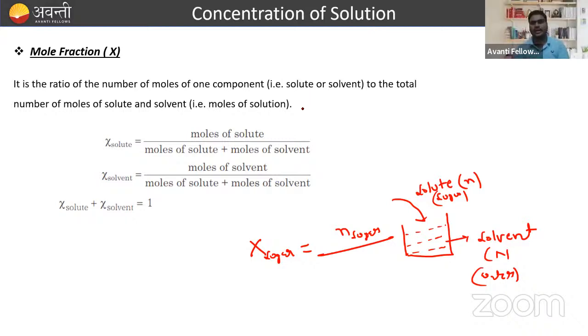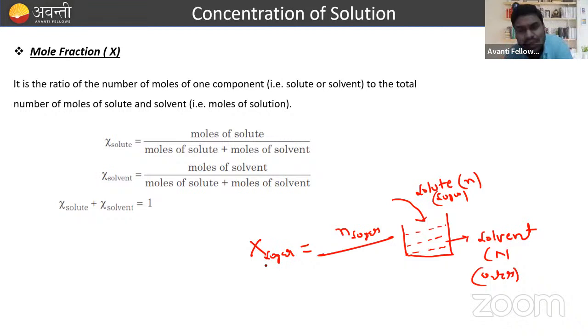Okay, so sorry, some network problems are there, right? So let's start now. So what we are discussing about, that is mole fraction, right? So what is this mole fraction, beta? So it is basically the ratio of the number of moles of one component divided by the total number of moles, right?